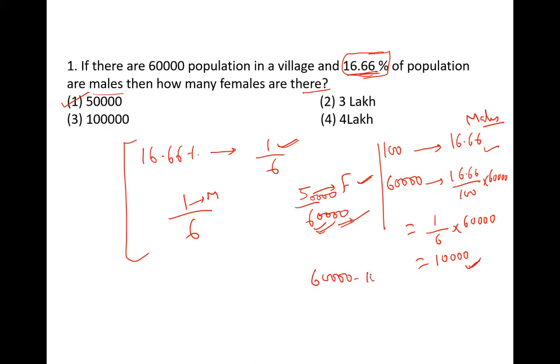60,000 minus 10,000. It becomes 50,000. But if we remember the fraction value of this, we can do it easily. So this is the benefit to remember the fraction value. Now students, move to question number 2.